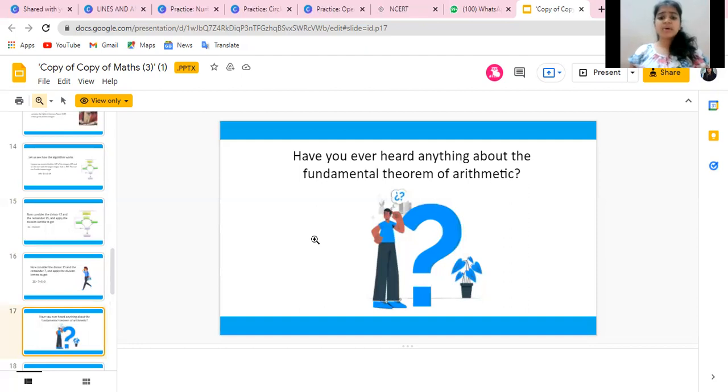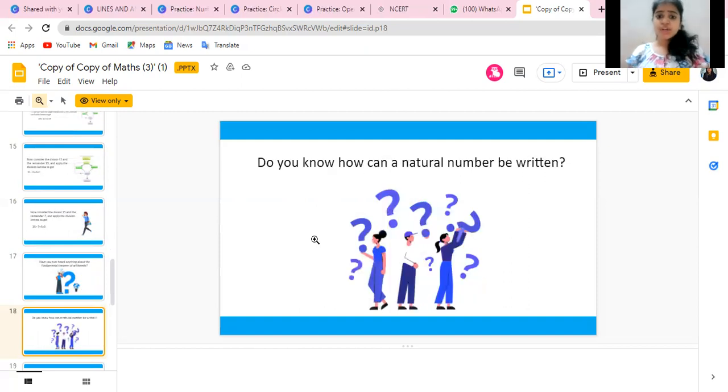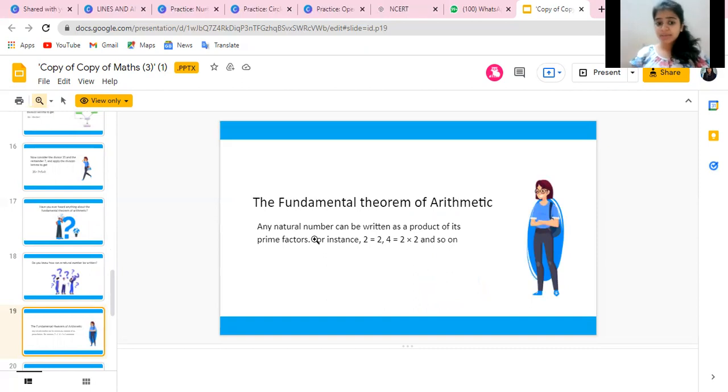Now, have you heard anything about the fundamental theorem of arithmetic? Let's see how it works. Do you know how a natural number can be written? The fundamental theorem of arithmetic says any natural number can be written as a product of its prime factors. For example, 2 is equal to 2 into 1. 4 is equal to 2 into 2. 4 is not a prime number, but 2 is a prime number. I hope you all know what a prime number is, one which does not come in any number's table, right? Now let's move to the next slide.